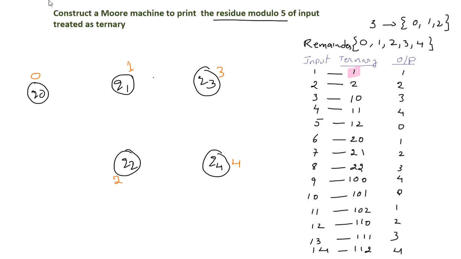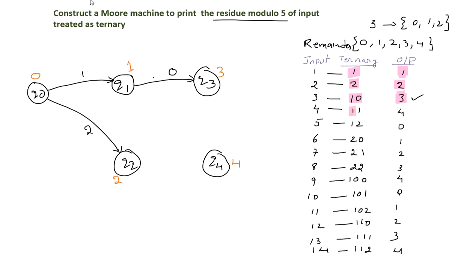If the input is 1, the output should be 1. That means when the output is 1, it has to reach the state Q1. So Q0 on 1 moves to the state Q1 and the output is 1. If the input is 2, it has to get the output 2, so Q0 on 2 reaches the state Q2 and the output is 2. If the input is 1 0, it has to get the output 3, that means it has to reach the state Q3. With 1, it has already reached Q1, so Q1 on 0 moves to the state Q3.